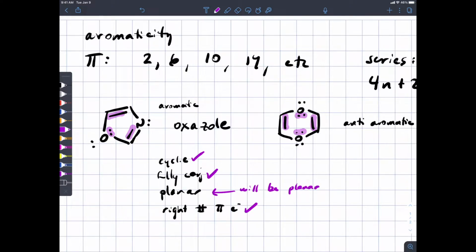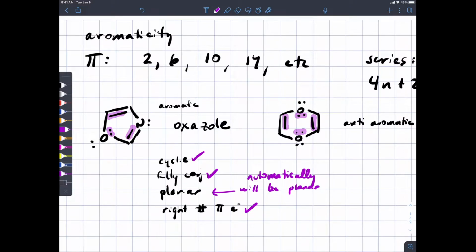If you're anti-aromatic, sometimes the molecule will distort itself from planarity in order to avoid anti-aromaticity. I can't immediately think of an example where something would be aromatic, only it can't get planar. You could probably design a molecule to do that, but I can't think of one off the top of my head. The idea is if you're cyclic, fully conjugated, and have the right number of electrons, it's favorable for you to be planar so that you can benefit from aromaticity.